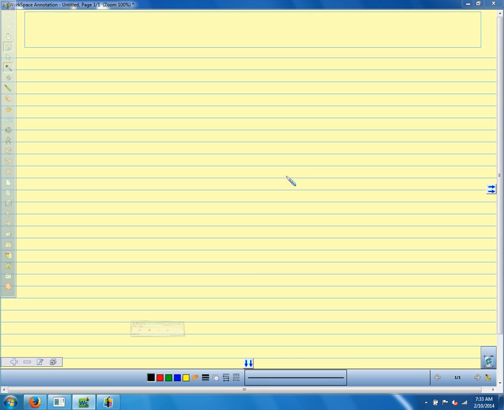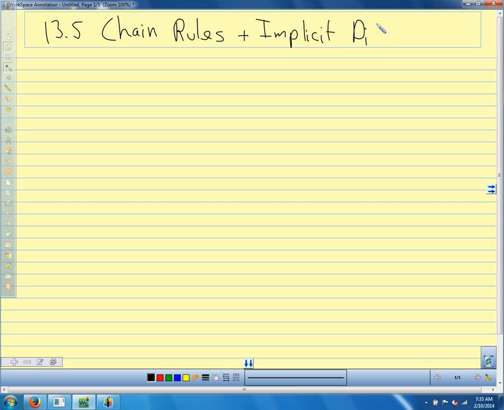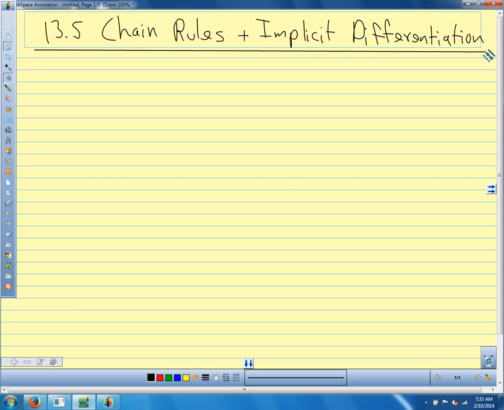All right, so we're in section 13.5. So, when we talked about single variable functions way back and we were learning to do derivatives, we had a chain rule. So that's just a quick recap.